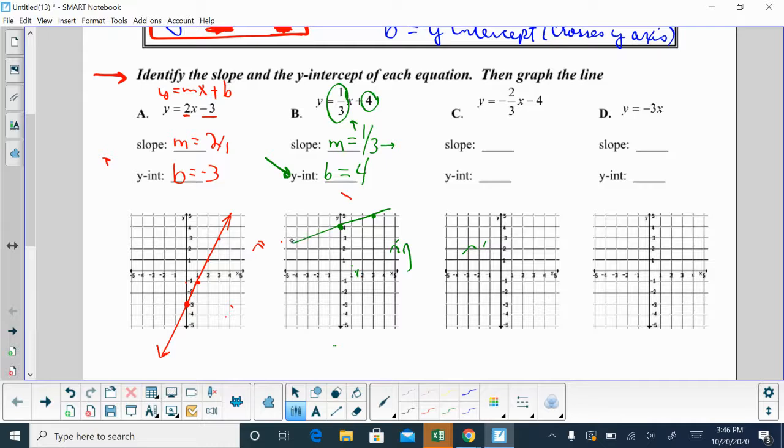It's not perfect, but I think you get the idea. There's my linear equation, y equals 1/3 x plus 4. Stay tuned for more examples of graphing with slope-intercept.